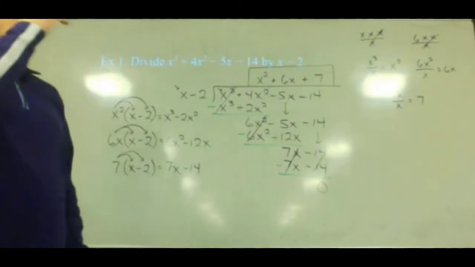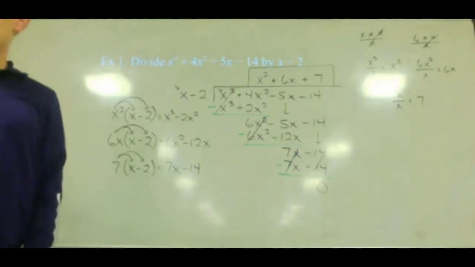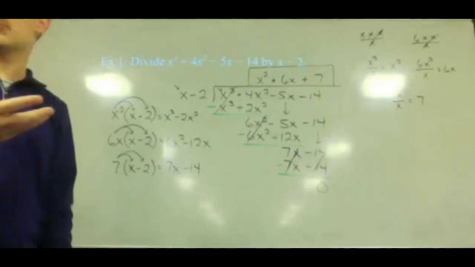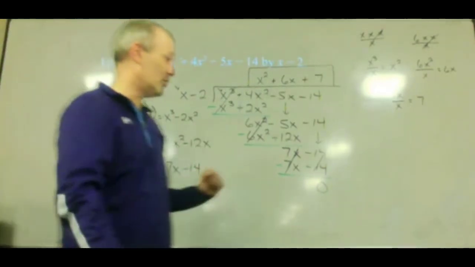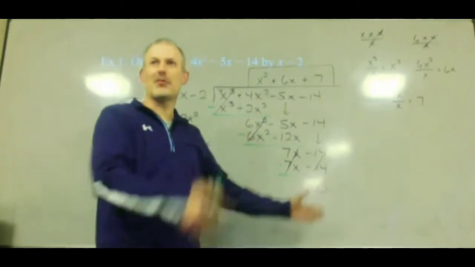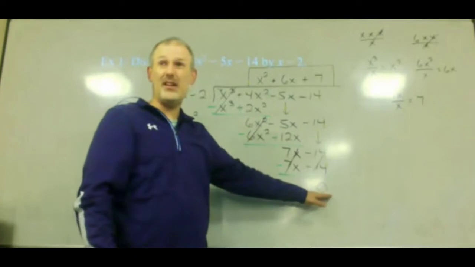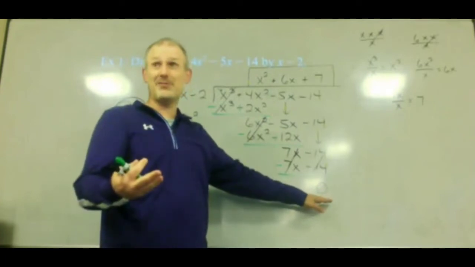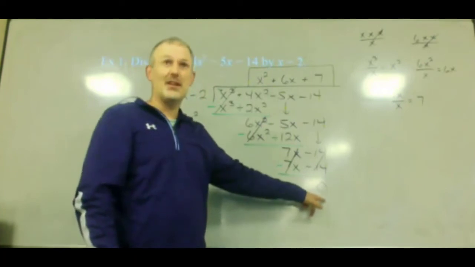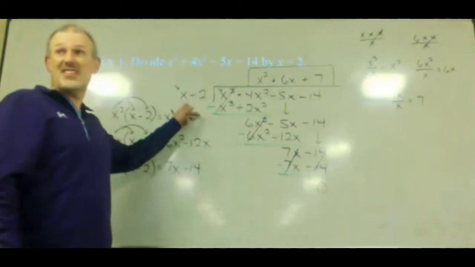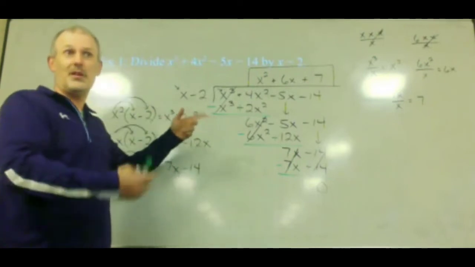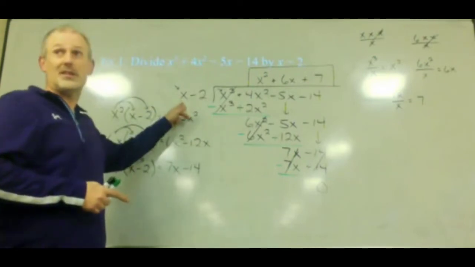Now, another question that's kind of from that is, how do you know when you're done? How do you know when you're going to stop? And how do you know you've gotten to the remainder? Well, here's the rule. Now this one was obvious because it came out to be 0, but once the degree of this, and we just talked about degrees on that test we just took, so hopefully we have that in our minds. But once the degree of this is less than the degree of this, you have to stop because you can't make it cancel anymore.